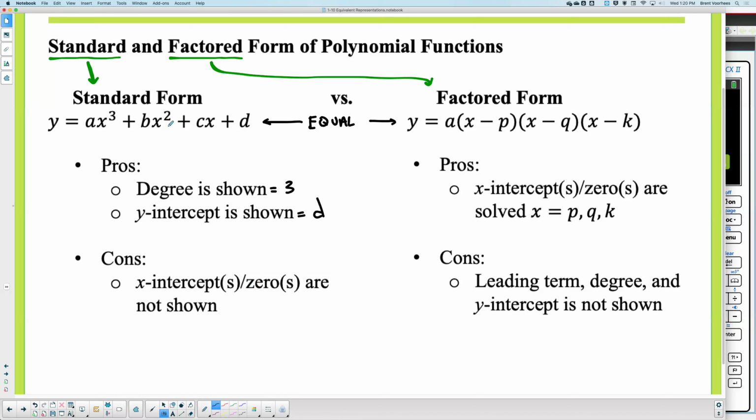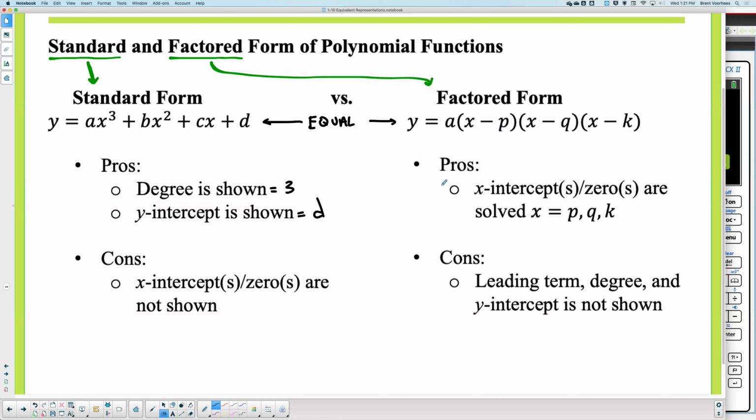Okay, the cons. The x-intercepts or zeros are not shown. You don't know where they are here. If I come over here, I know where the x-intercepts are. So this is, again, the same equation, but now written in factored form. Do we know where the zeros are? Yeah, it would be the opposites of x minus p, x minus q, and x minus k, which would be positive p, positive q, and positive k. That's what's given to us. But do we know what the leading term is? No, you'd have to multiply out anything that has an x and the coefficient. So a times x times x times x. It would be ax cubed. So you would have to do that. And the y-intercept, you'd have to multiply the a times the negative p times the negative q times the negative k. That's the cons to it.